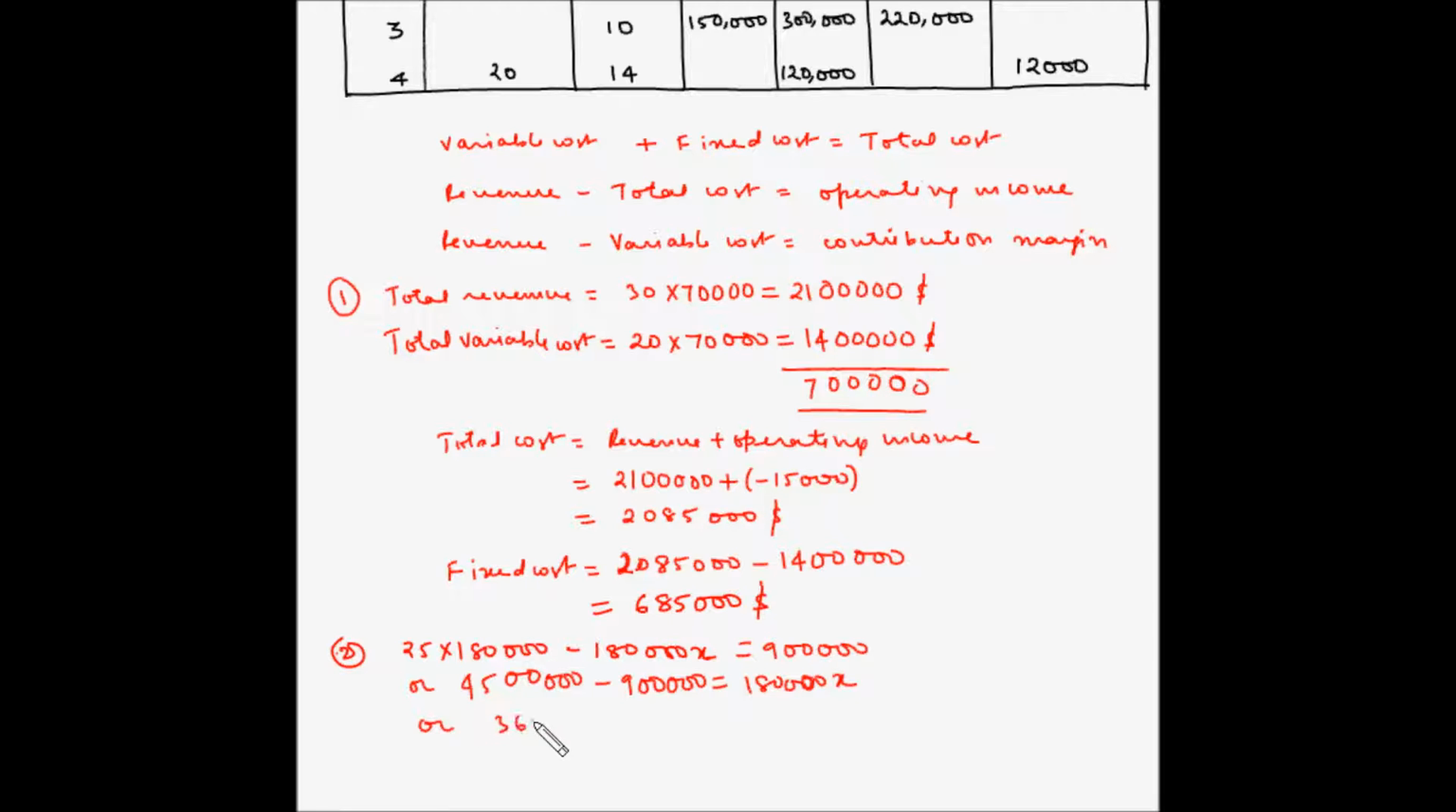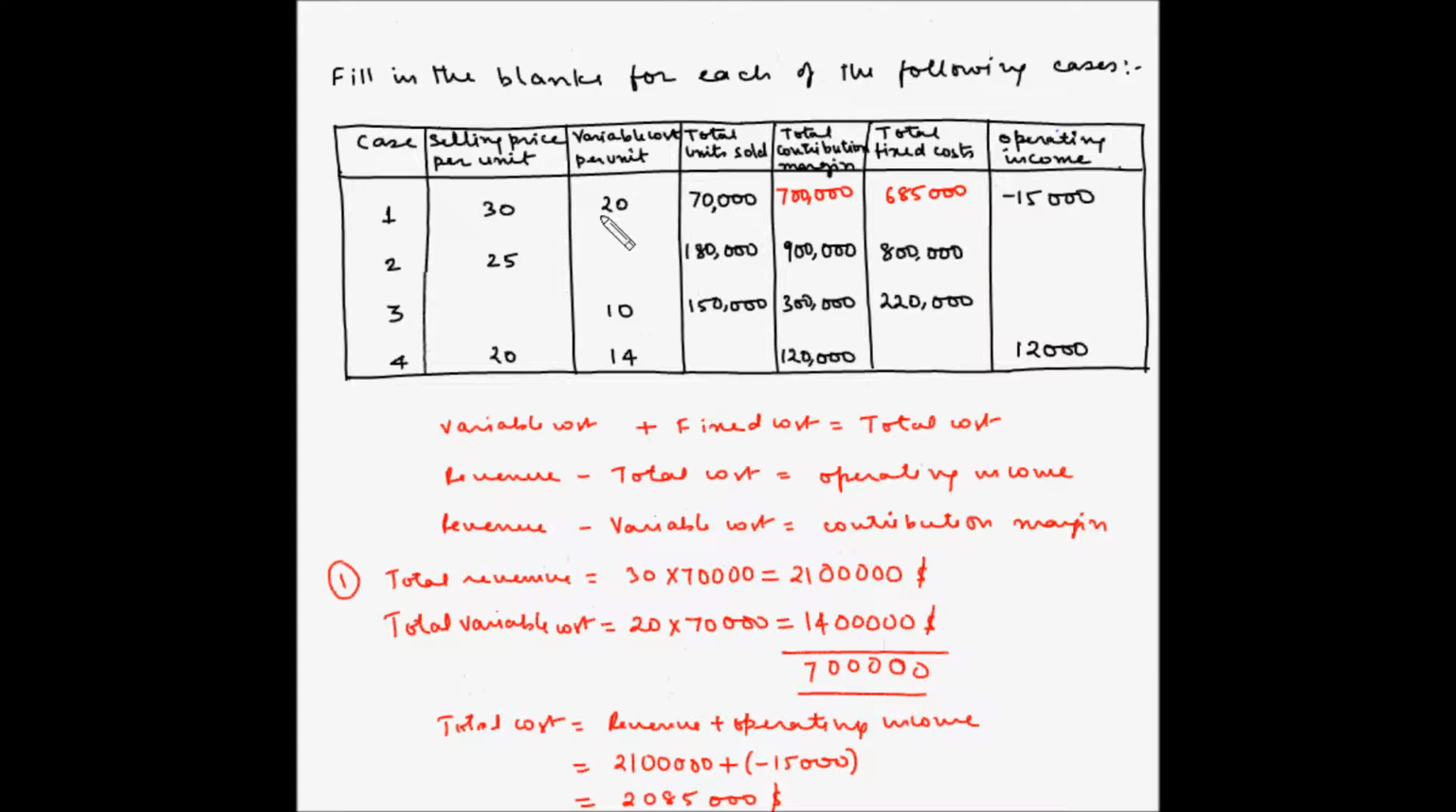or 3,600,000 is equal to 180,000 X, or X is equal to 3,600,000 divided by 180,000. So these 4 zeros get cancelled. 360 divided by 18, 18 2s are 36, and there is 0. So X is equal to 20. So the variable cost per unit is $20.